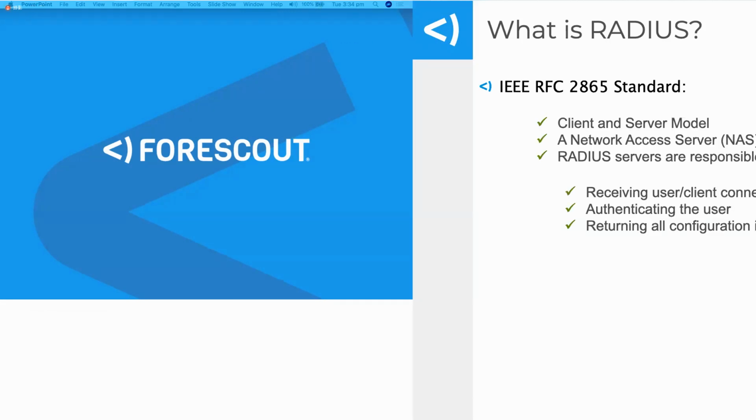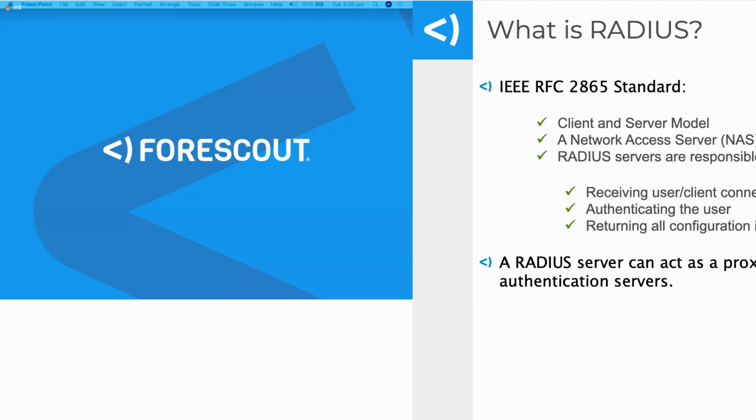It's an IETF RFC standard, 2865, which defines a client and server model that allows the network access server, or a NAS or a NAD, depending on what you want to call it, to operate as a client for RADIUS. The RADIUS server itself is responsible for receiving the user or client connection request from your endpoints, then authenticating that user or endpoint, depending on how you're configuring it, and returning all the configuration information necessary for that client to join the network. That's what the RADIUS standard defines.